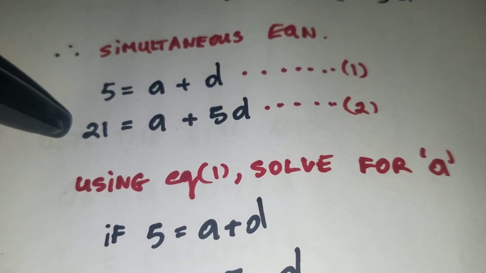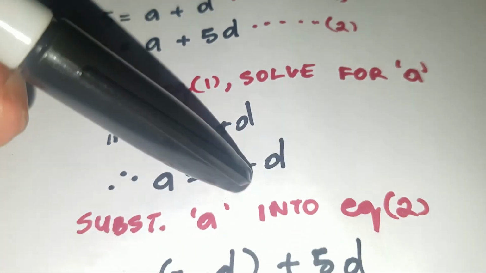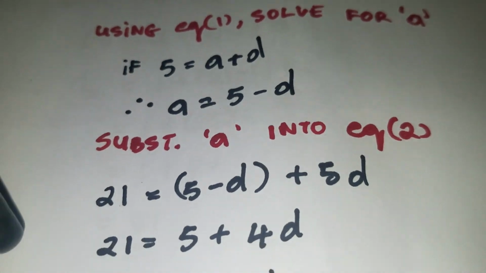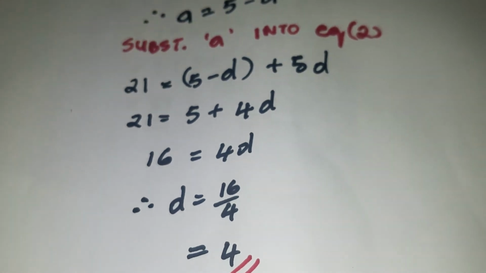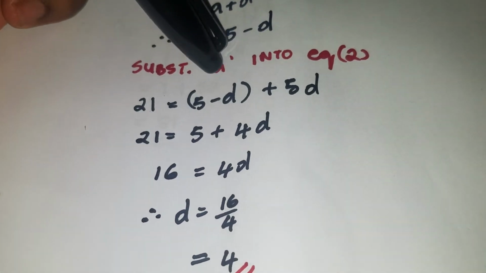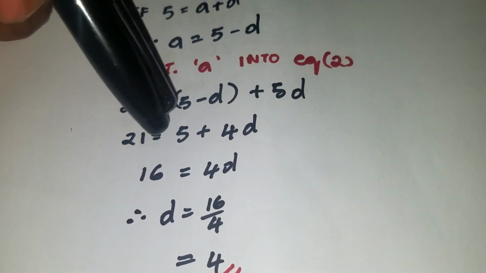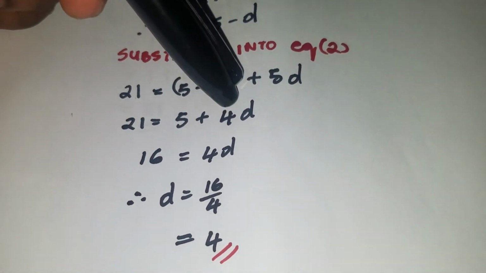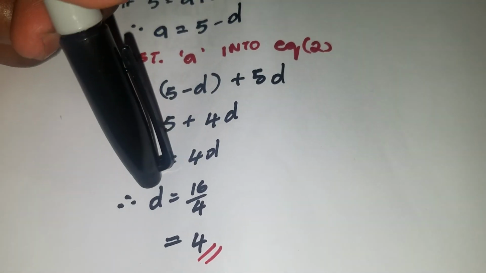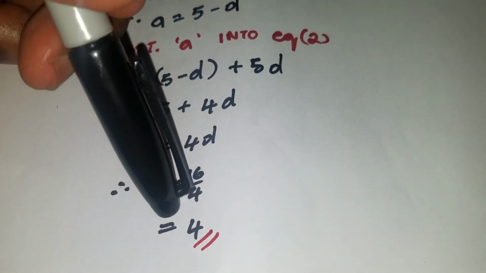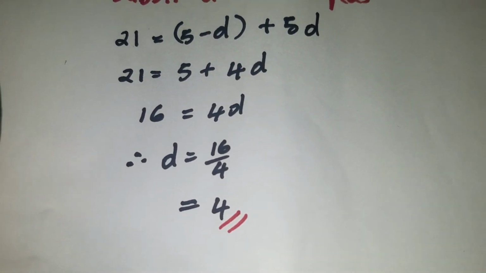So in equation 2, we have 21 equals A plus 5D. Instead of putting A, we're now going to put 5 minus D. And we see it right there. So therefore, we know that 21 is equal to 5 minus D plus 5D. Minus D plus 5D is positive 4D. And then we'll have 21 equal to 5 plus 4D. 21 minus 5 is 16, which is equal to 4D. So therefore, D would be equal to 16 divided by 4. So D is 4. So there we have it. The common difference is 4.